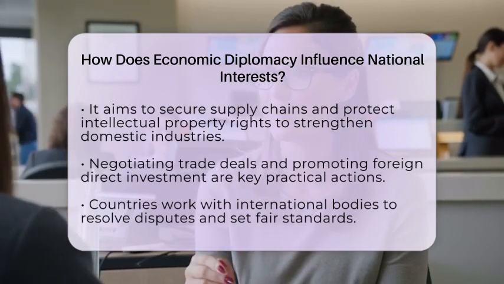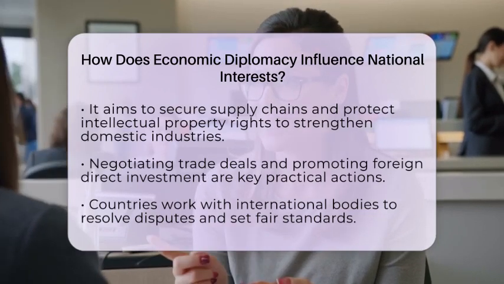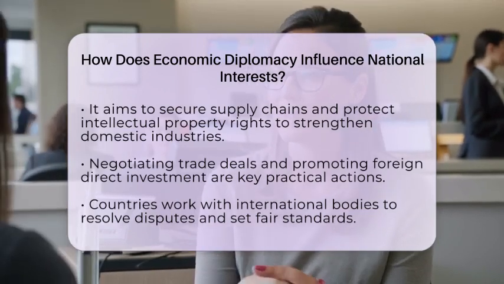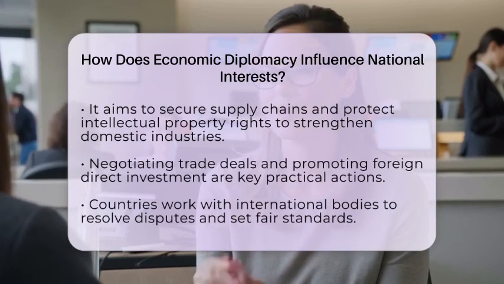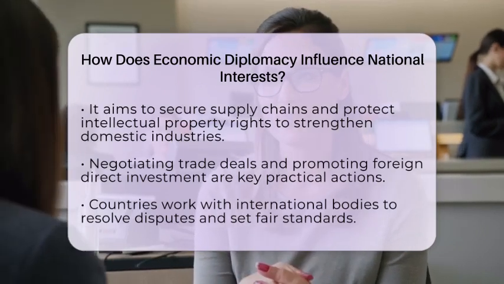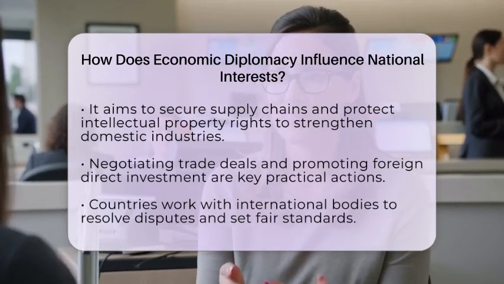This means making sure that key resources and innovations stay within the country or are protected abroad. It also involves encouraging reforms in other countries that benefit everyone, like fair trade practices. These efforts help domestic industries grow stronger and more resilient.